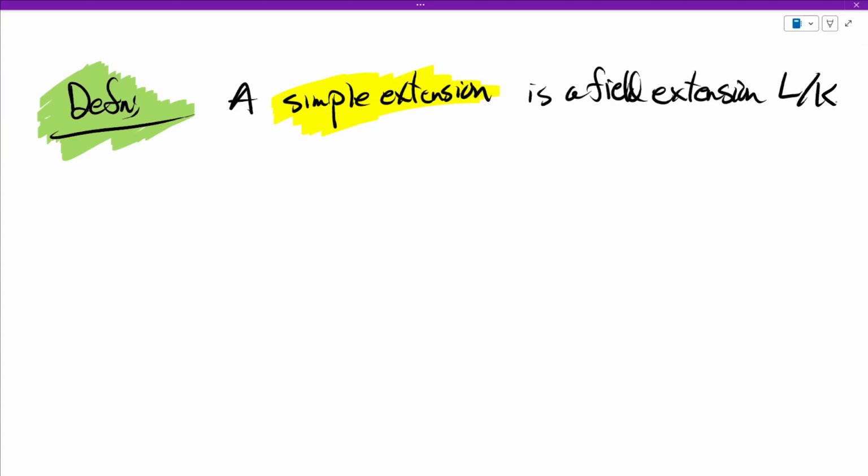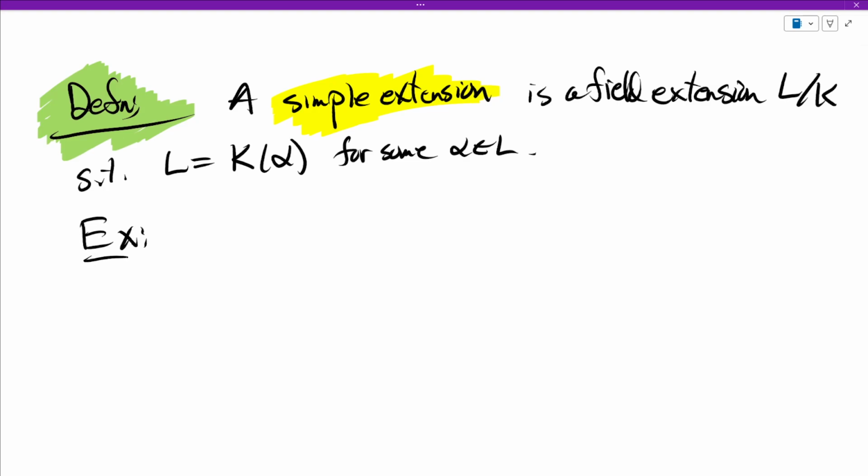L over K such that L is obtained from K by adding in one and only one number. And necessarily that number needs to be in L. All right. So examples. Well, we saw a bunch already.